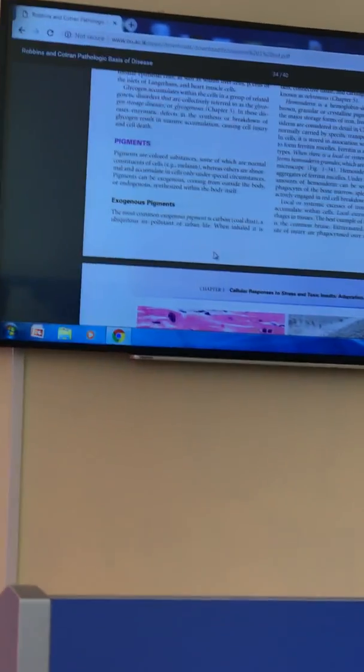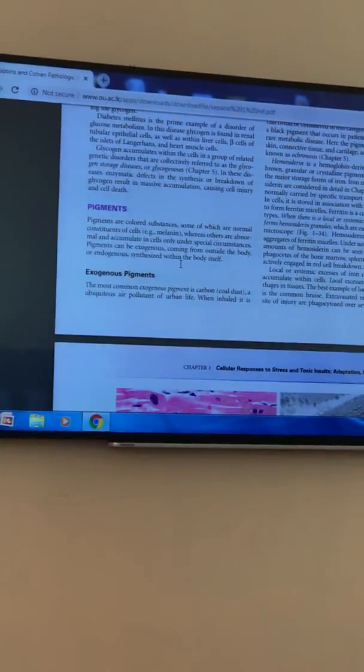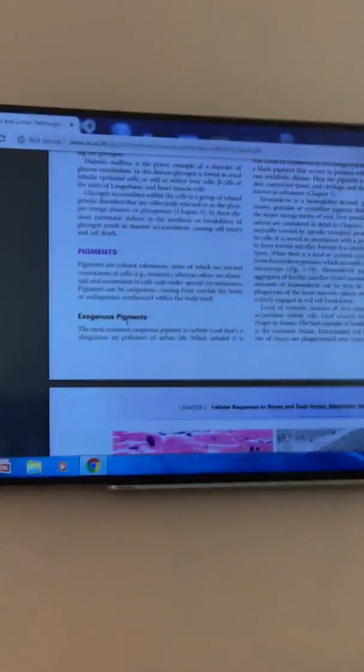No. This lipofuscin is the action of free radical injury. The free radicals, as I told you, are superoxide, hydroxyl, nitric oxide. They are free radicals. During the action of free radicals, there is the reaction of lipid peroxidation, and through this, these pigments are formed.